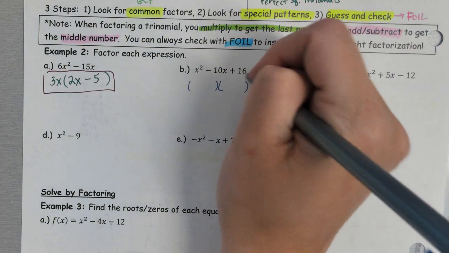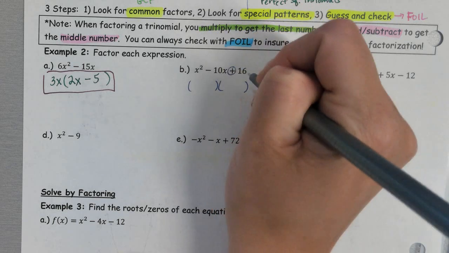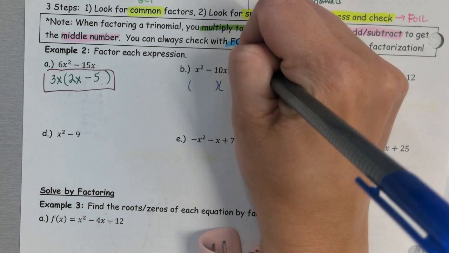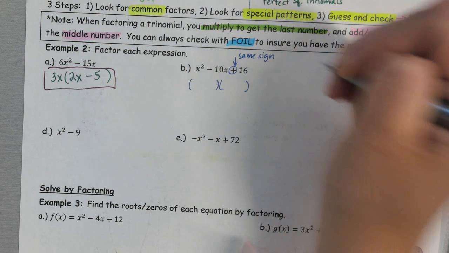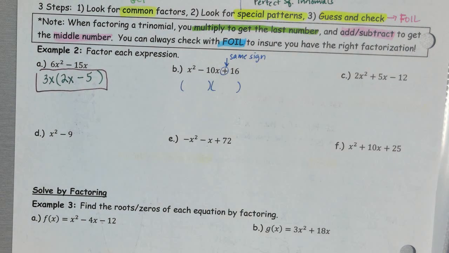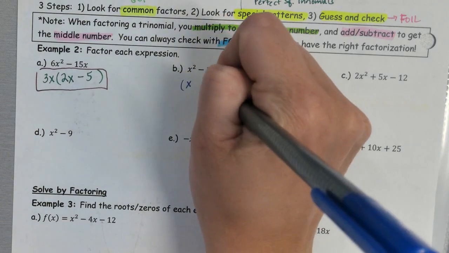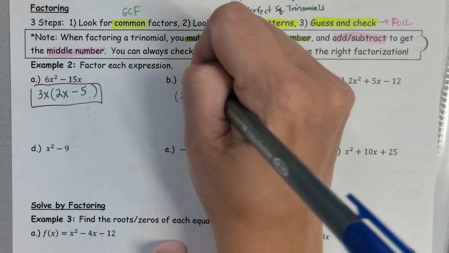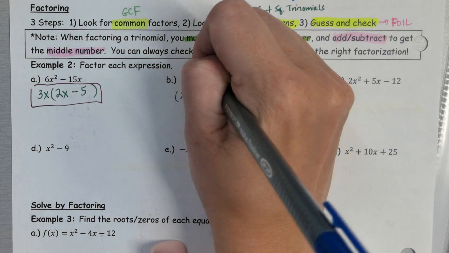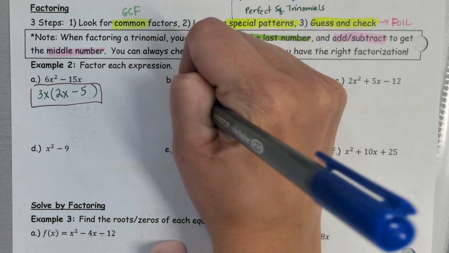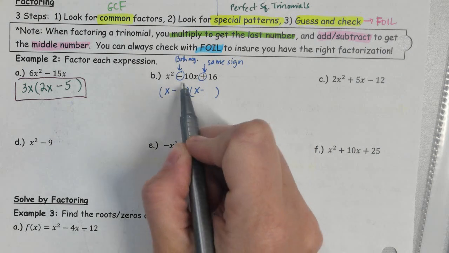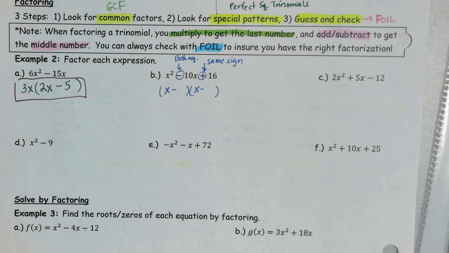So the first thing I notice is the last value. This is a plus. So if you have a positive, you know that you have to have the same sign. If you have x squared to start, the only way you're going to get x squared is x times x. And then because the middle is negative, they are both negative. So x minus and x minus. So if I did 4 and 4, would that add up to negative 10?